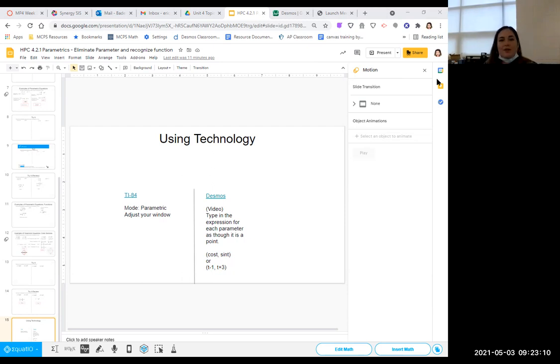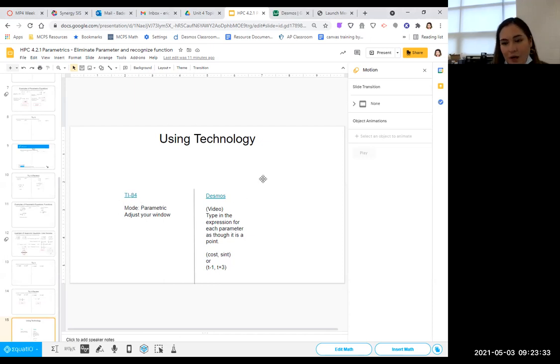So the parametric equations are doable in both the TI-84 graphing calculator. So if you're using that app, that's great. And they're also doable in Desmos, right? So here on the slide, I have both. I have TI-84 and Desmos.